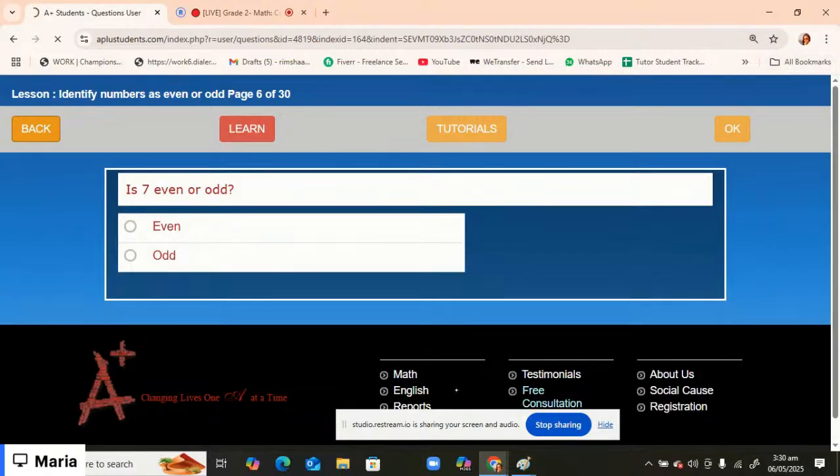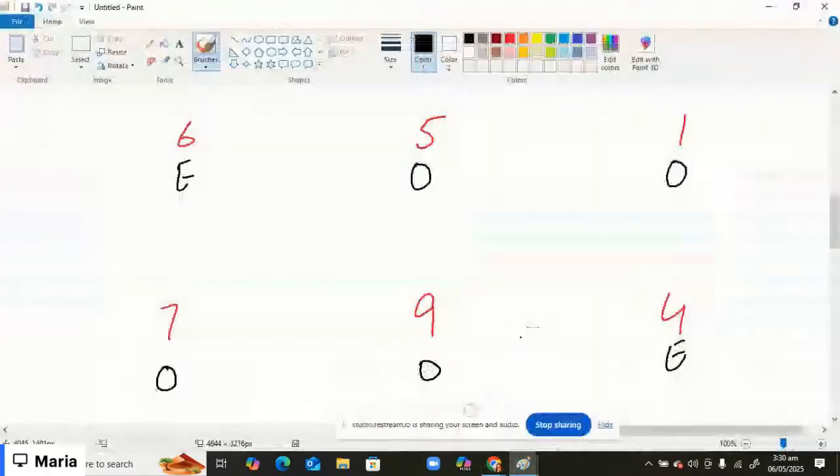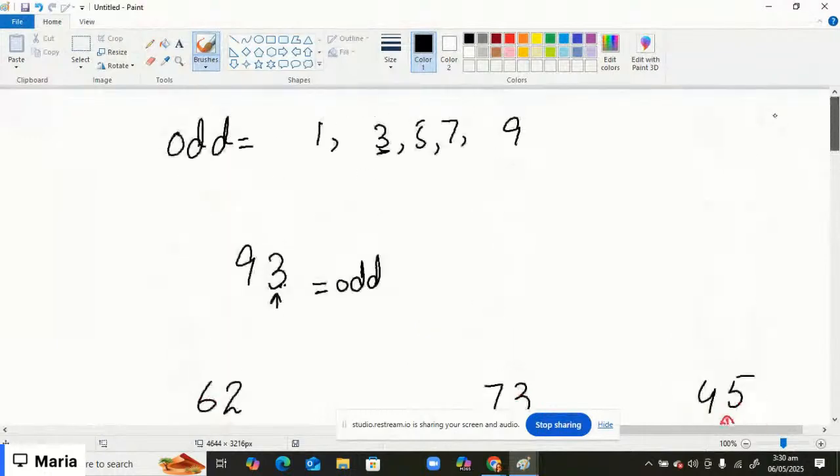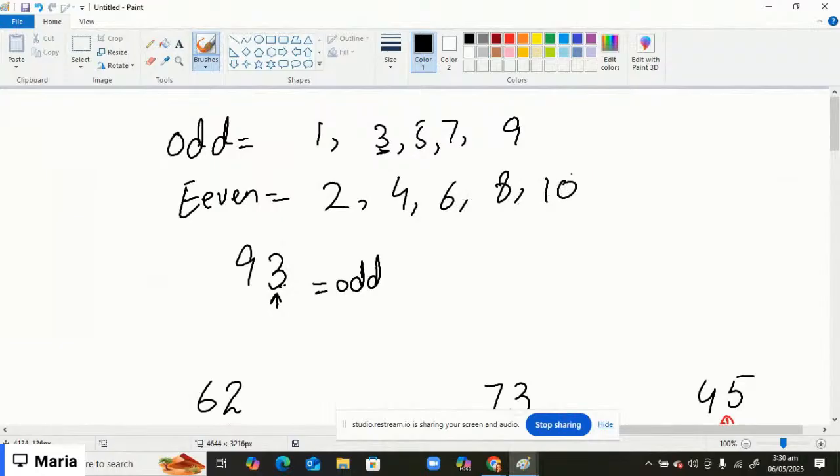Okay, I'm going to repeat the lesson again. Here we're going to check the even or odd numbers. First we write the odd numbers, and now also write the even. 2, 4, 6, 8, and so these are all the even and odd numbers if they are in the form of singles.